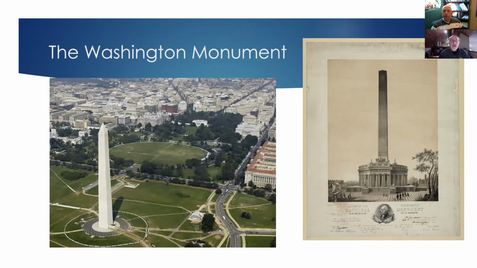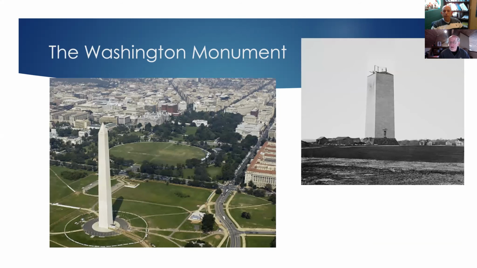That's what it looks like now. This is what it looked like in 1854. And it remained that way throughout the Civil War period. And it was only after the Civil War, when funding was covered by the government in 1876, that construction started again. Now, if you've been to the monument, you might notice a change in the white of the stone, and that's why, because construction was halted for so long.